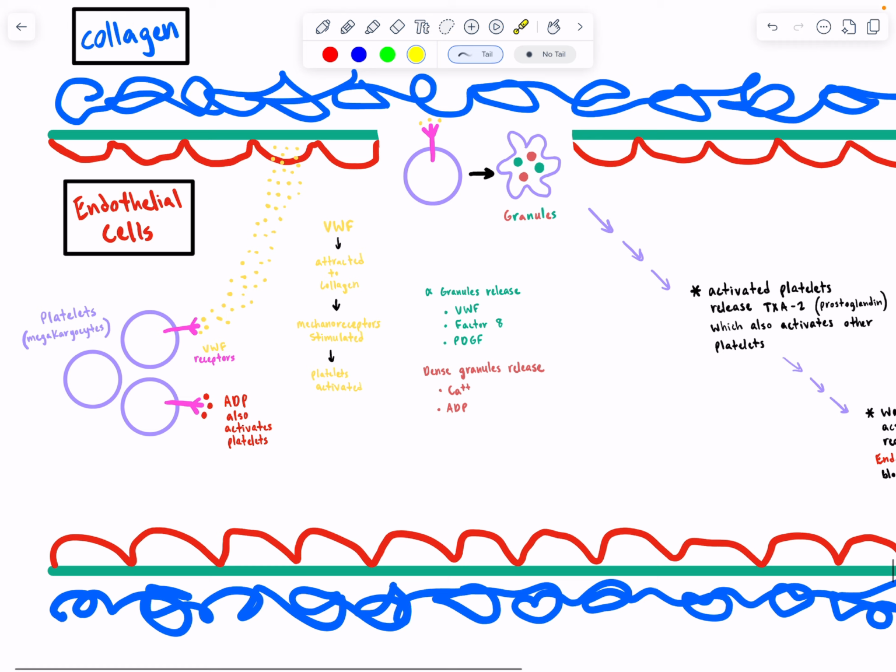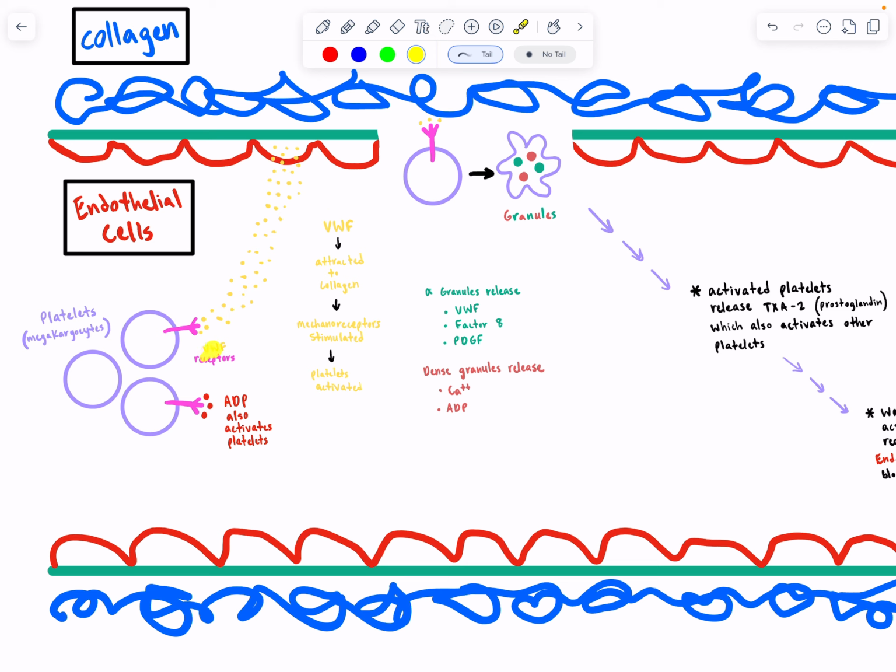VWF is basically just something that's released from the endothelial cells. When we cut all these endothelial cells up, VWF gets released. It comes and binds to these receptors. So VWF binds to the receptors, and then VWF has a strong affinity for this collagen.